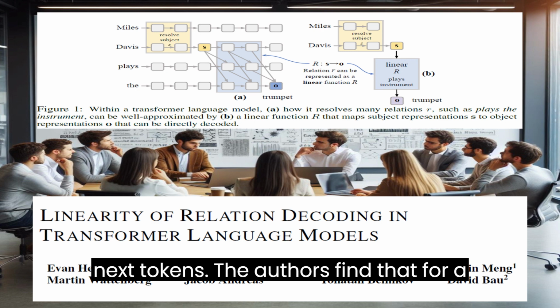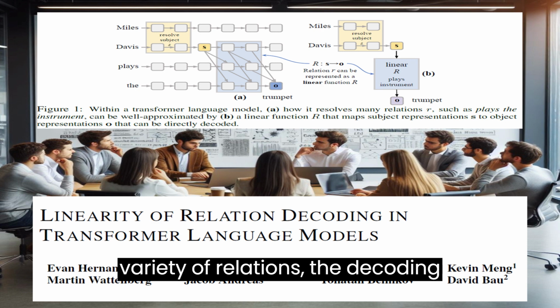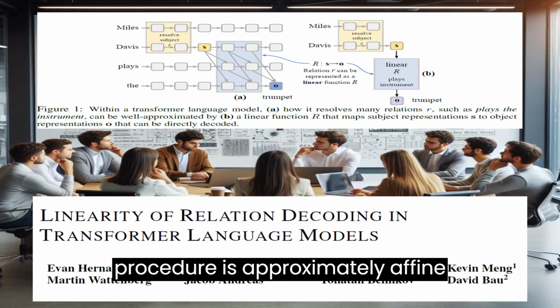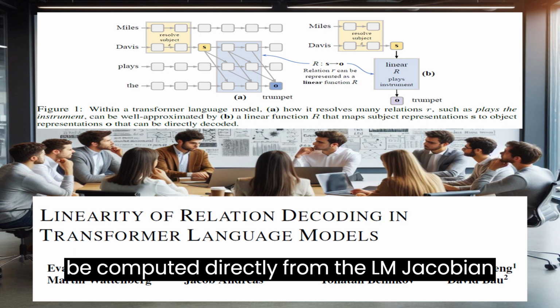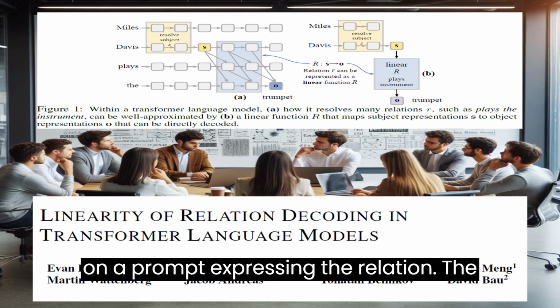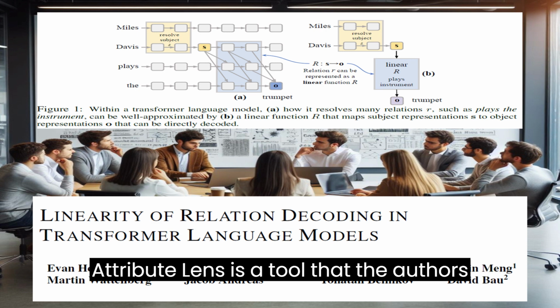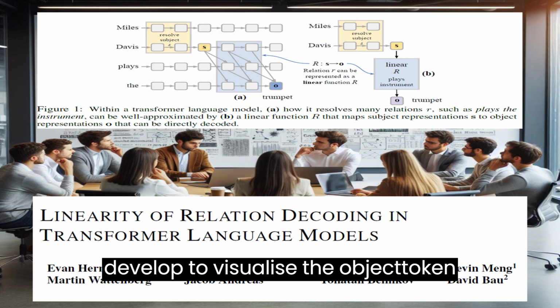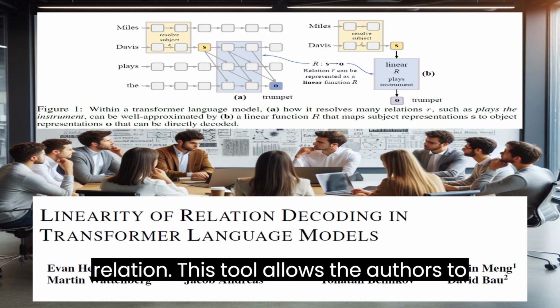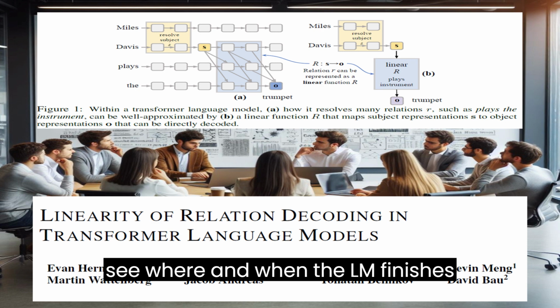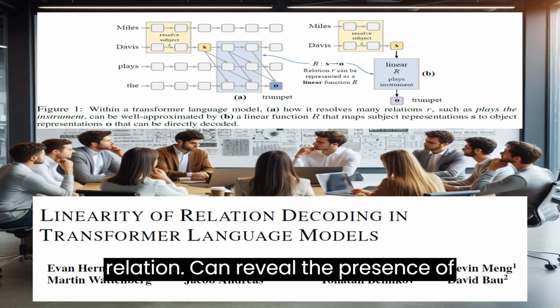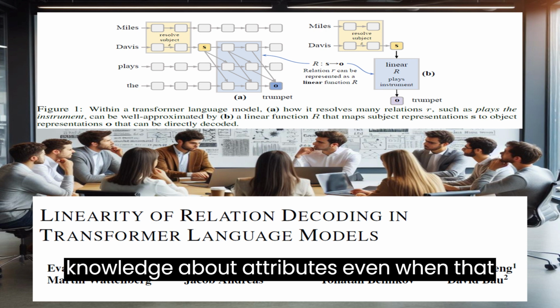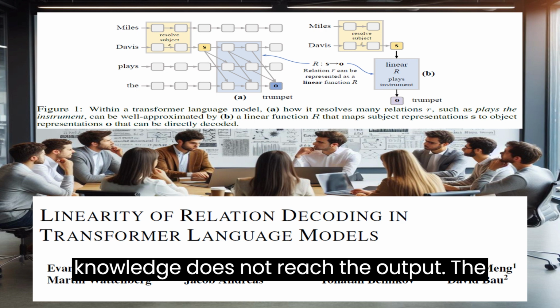The authors find that for a variety of relations, the decoding procedure is approximately affine, LRE, and these affine transformations can be computed directly from the LM Jacobian on a prompt expressing the relation. The attribute lens is a tool that the authors developed to visualize the object token distribution at each layer for a given relation. This tool allows the authors to see where and when the LM finishes retrieving knowledge about a specific relation and can reveal the presence of knowledge about attributes even when that knowledge does not reach the output.